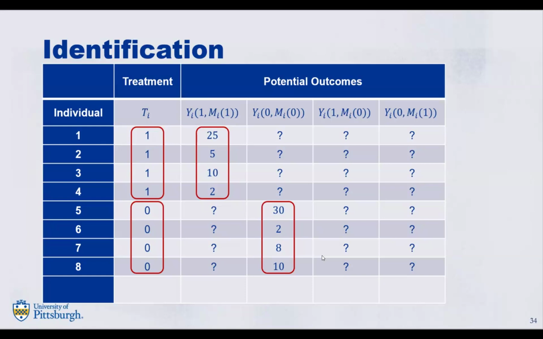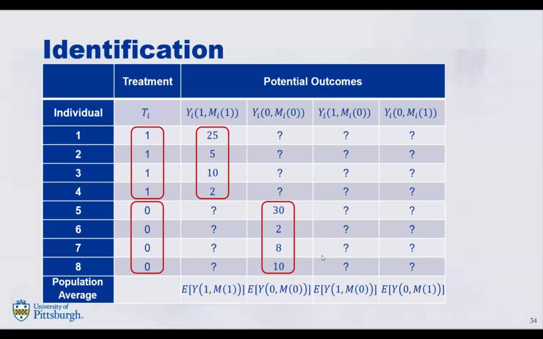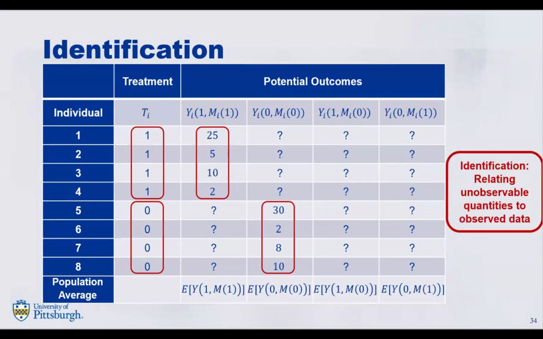Because of the missingness, we cannot directly obtain the population average of each potential outcome, which is what we're interested in. Because our goal is to estimate the population average indirect and direct effects or the conditional indirect and direct effects, we take an expectation or conditional expectation of the individual-specific potential outcomes. However, due to the missingness, we're not able to directly obtain them. Therefore, causal inference is essentially a missing data problem.